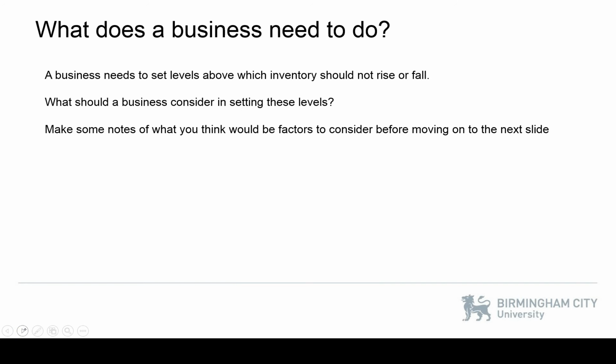So what does a business need to do? Well, a business needs to set levels above which the inventory should not rise or below which it should not fall. So these are control levels. What do you think a business should consider when they're setting these levels? Just jot down a couple of notes before we go on to the next slide.